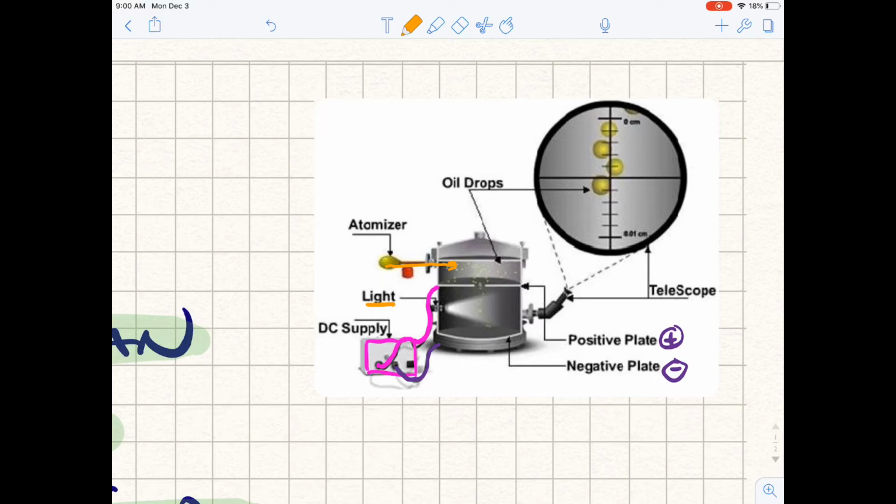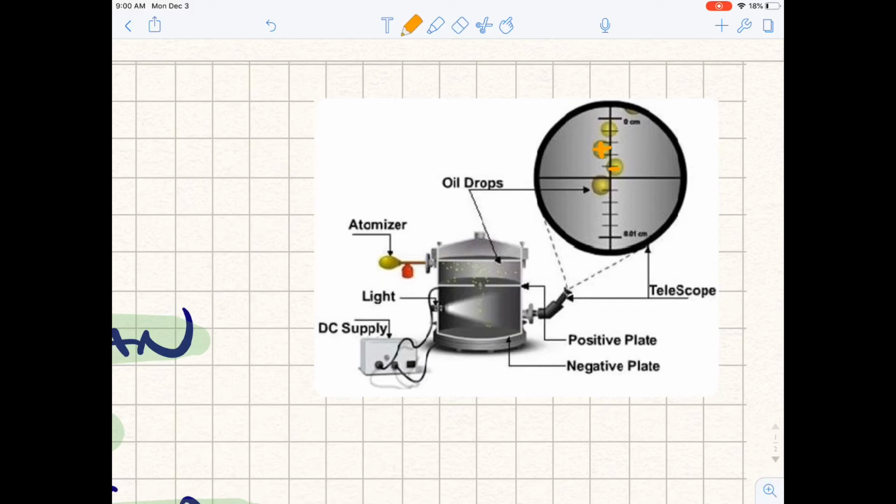up against them, and some droplets will gain an electron, more electrons than a neutral state would have, and some would have fewer electrons. So we have some positive charges resulting and some negative charges on these oil drops. You can probably see where we're headed now.